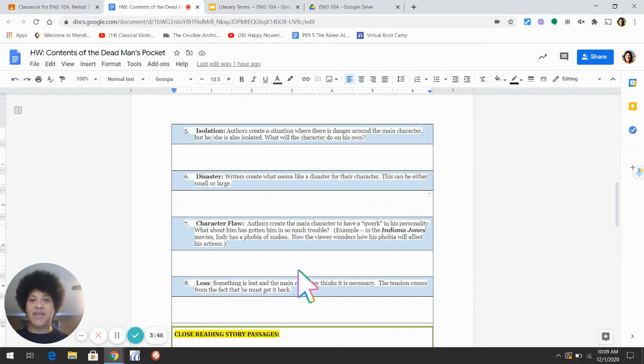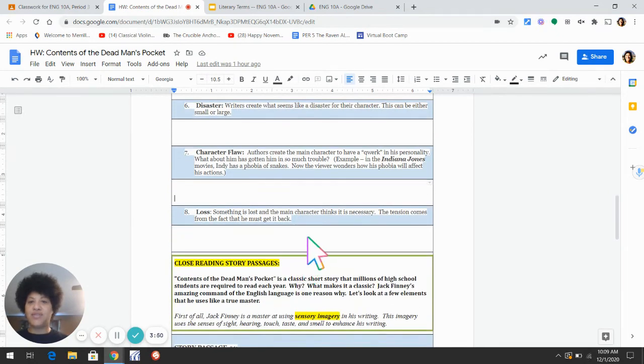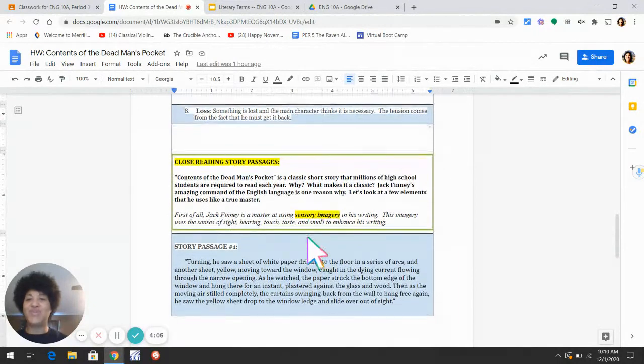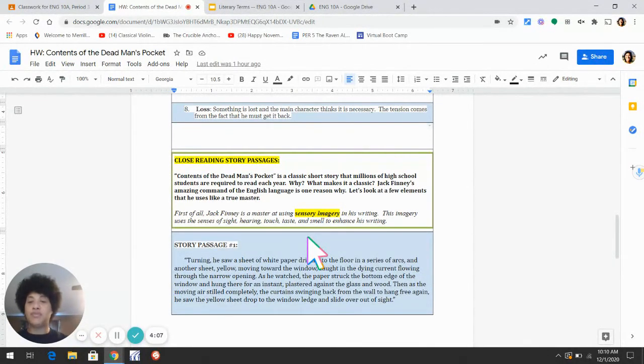Disaster seems imminent. Character flaw. We see that he has a character flaw that gets him in this situation in the first place. And loss. Something is lost that the main character thinks is necessary, and the tension comes from finding he feels he must get it back. All right, so those are some fun ones. We'll talk about those tomorrow. I want you to make sure you finish those today.